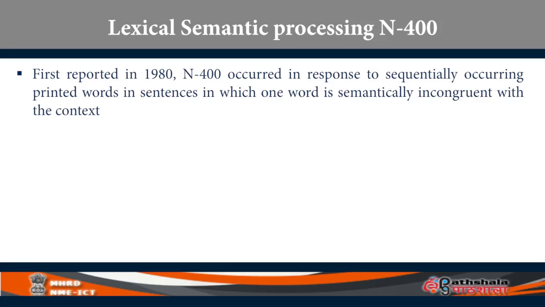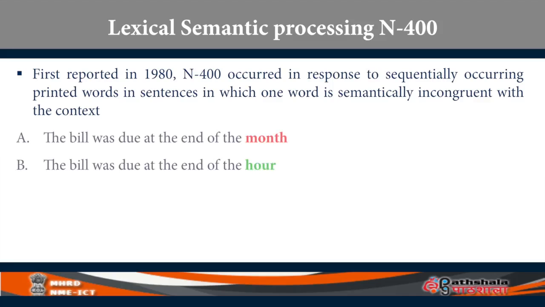Either they are standard, acceptable sentences like, the bill was due at the end of the month, which is fine, semantically okay, grammatically okay. But suppose you are made to listen to a sentence like, the bill was due at the end of the hour. Now the hour doesn't fit in as well as month. Bills are usually collected at the end of the month. So the second sentence is a bit odd, right?